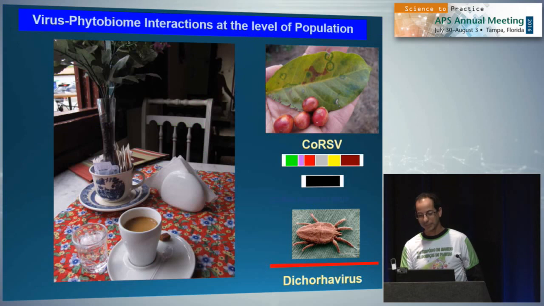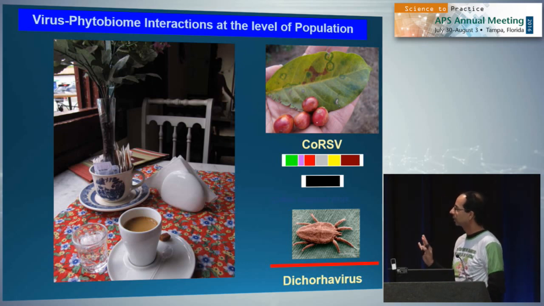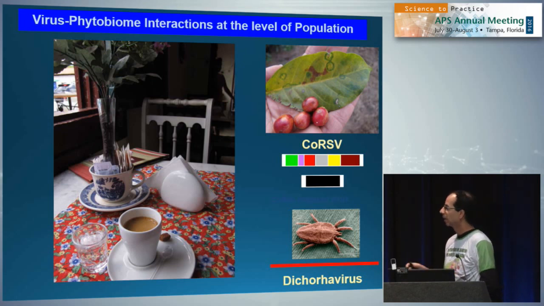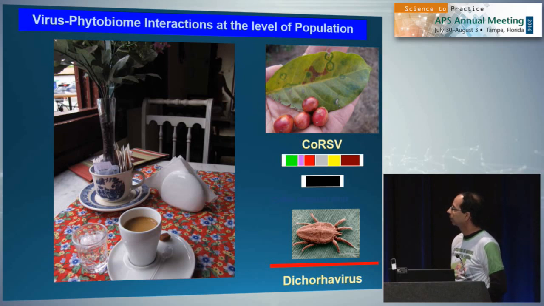But that gets me to coffee ring spot virus, where I'll now amplify my talk by nine orders of magnitude and start talking about virus-phytobiome interactions at the level of population. We're continuing the cell biology of coffee ring spot virus, which is basically a bipartite rhabdovirus. The polymerase is found on RNA2, and the nucleocapsid through glycoproteins on RNA1.